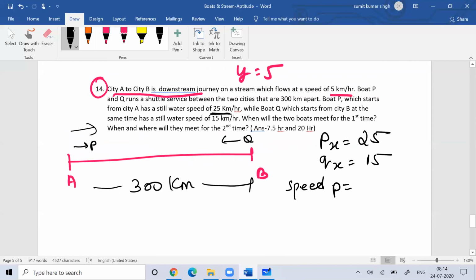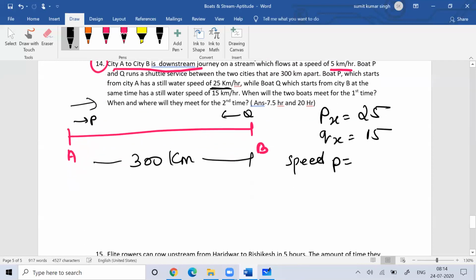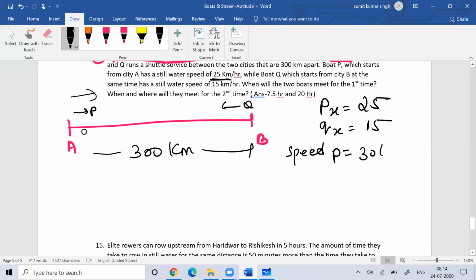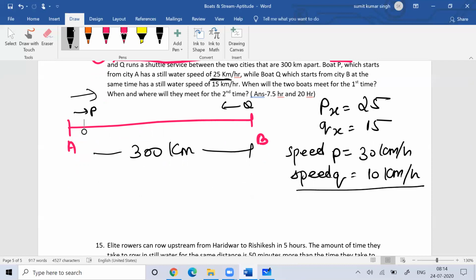Y is 5. Y is given. Speed of water 5. So that would be 30 kilometers per hour, and the speed of boat Q would be 10 kilometers per hour because boat Q is moving against the water. When the two boats meet for the first time, they are moving in opposite directions.